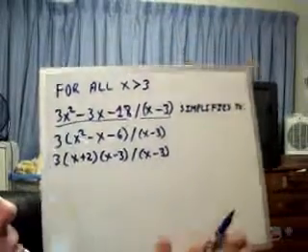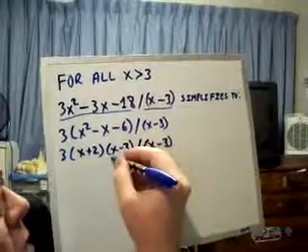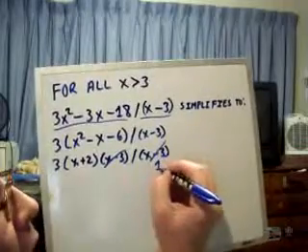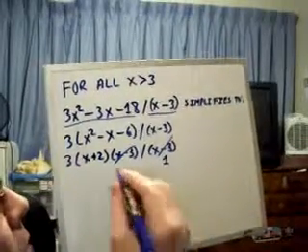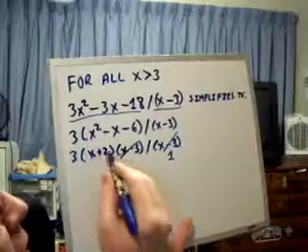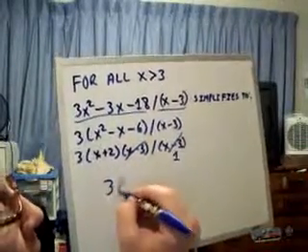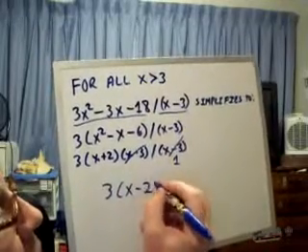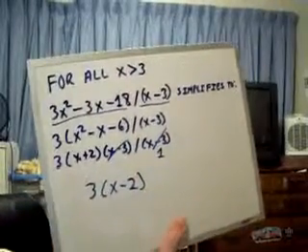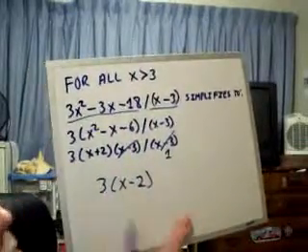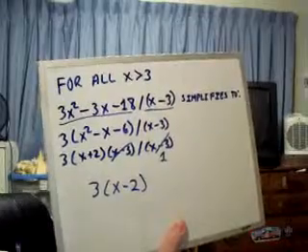Alright, now the next thing you see here is that this and this cancel each other out. So this suddenly becomes 1. Well, anyway, 3 times (x minus 2) divided by 1 is still going to be 3 times (x minus 2). And that is your whole answer. So as long as x is greater than 3, this will all work out. That's your answer, and that's what they're looking for.